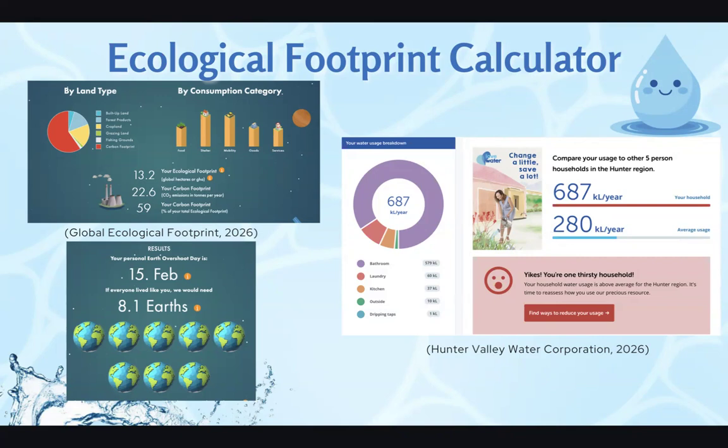Most of the water is used in the bathroom, then the laundry, and the kitchen. This baseline data highlights the impact of high household water use, and it reinforces why actions like shorter showers and efficient appliances are important for sustainability.